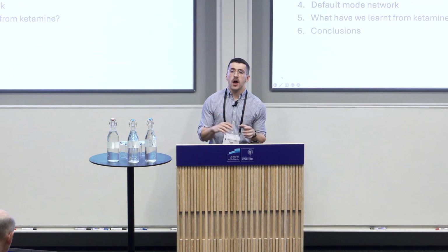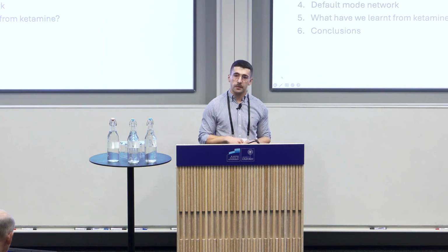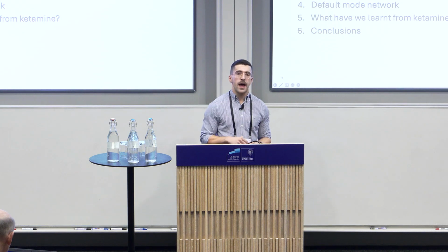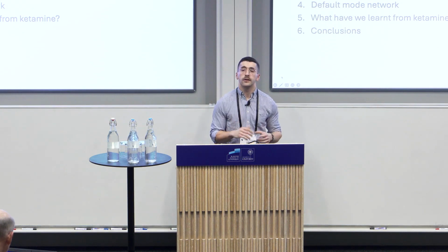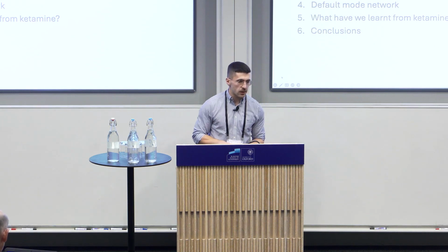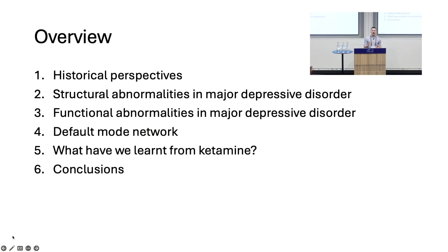Just to give you a brief overview of what I'll be talking about, I'm going to focus on some of the historical perspectives to start with, and then cover the structural abnormalities that have been identified in countless neuroimaging studies relevant to depression, then focusing on functional abnormalities, a brief circuit perspective, looking at the default mode network, and then bringing a focus on ketamine and what we've learned about the neurobiology of depression from ketamine's mechanism of action, and then just some concluding statements.